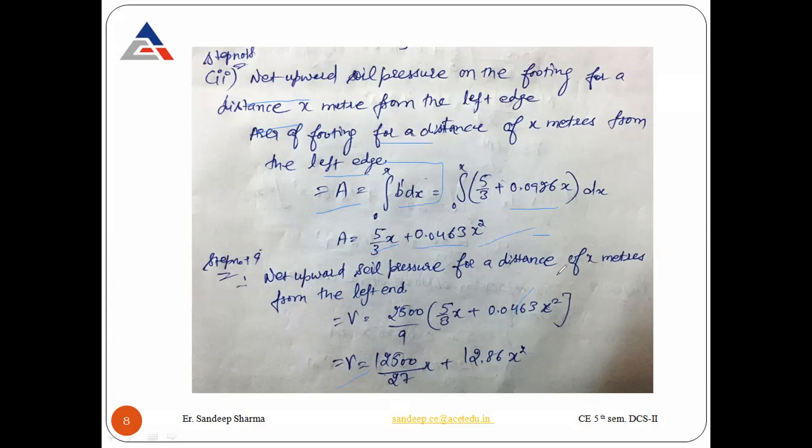And the net upward soil pressure for a distance of x meter from the left end, so when you multiply the net upward pressure intensity by this area that you get after the integration of the width of the footing up to the x distance from the left edge, the V that you will get here is this one plus 12.86 x square. So this is the shear, you can say the upward pressure that you will get from the left edge to the x distance of the footing.